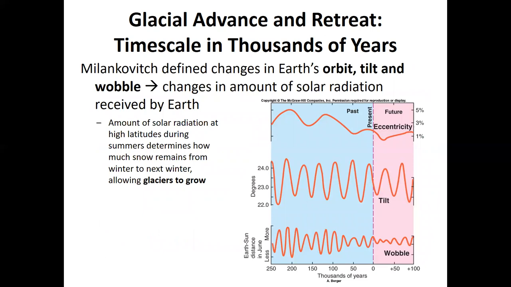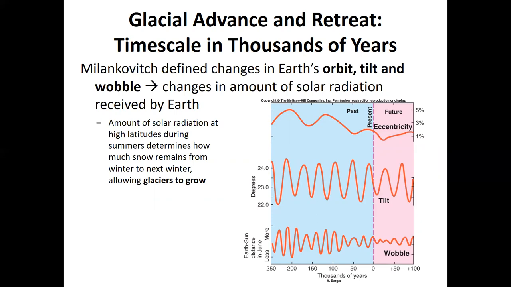Milankovitch defined changes in Earth's orbit, tilt, and wobble. Changes in these astronomical parameters change the amount of solar radiation received by Earth. So this is the past. This is the eccentricity.